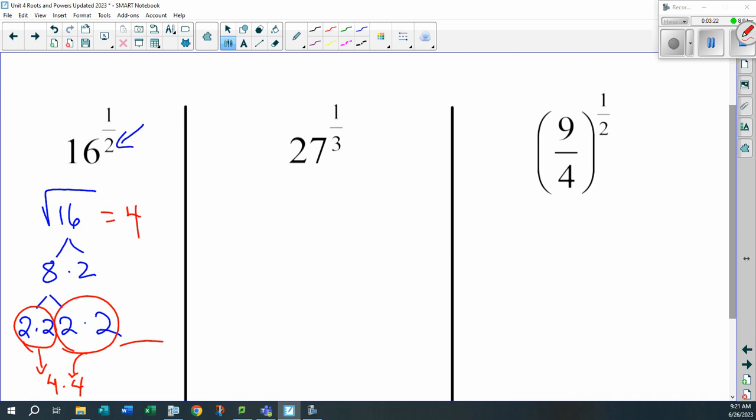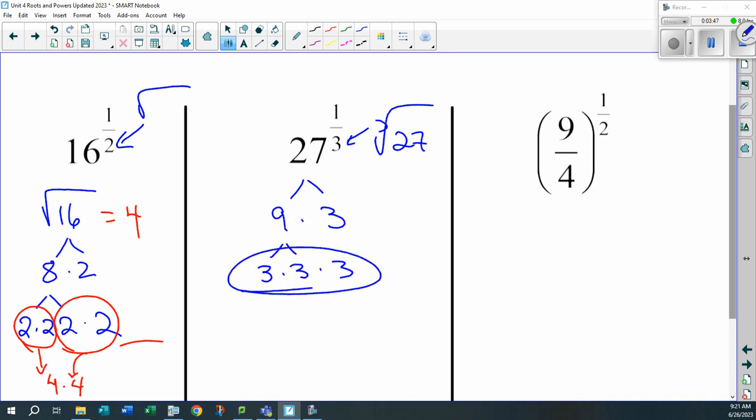Take a look at this guy right here. What's this mean then? Well, if that means square root, this must mean, you got it, cube root of 27. Well, what's the cube root of 27? You can either put it in your calculator at this point or just use your brain and go, 27, isn't that 9 times 3? Is it 3 times 3 times 3? So look for triplets. There you go. The cube root is 3.